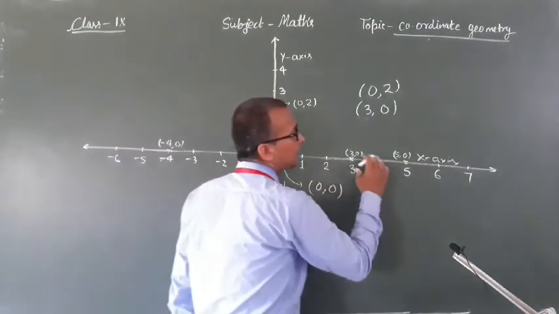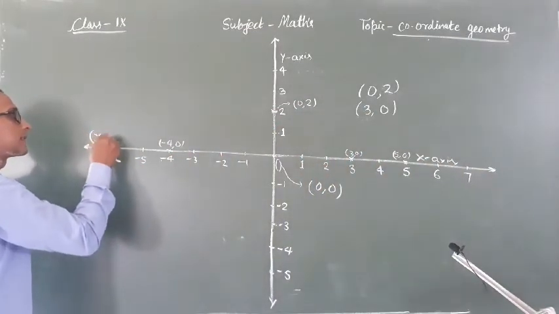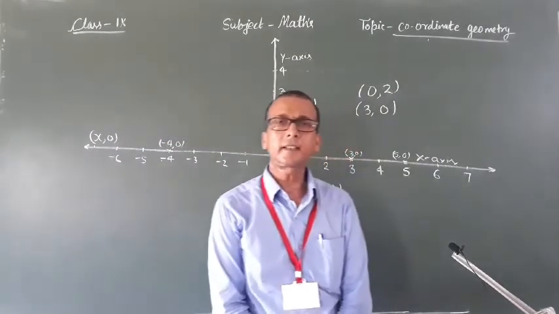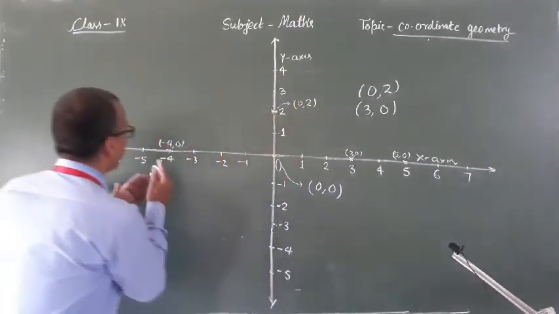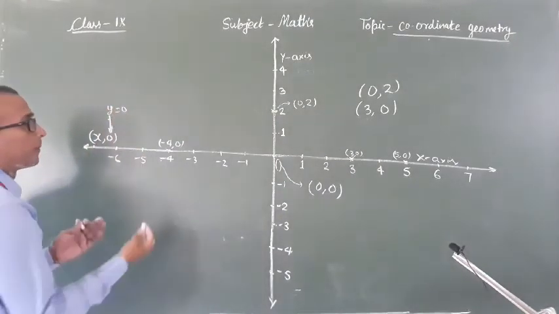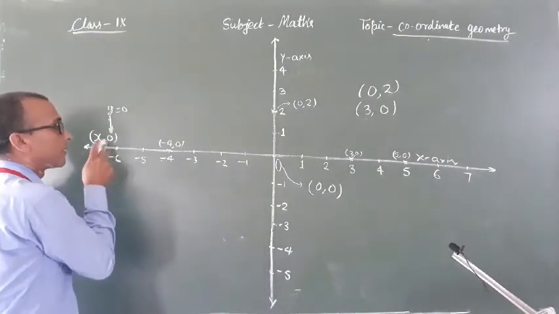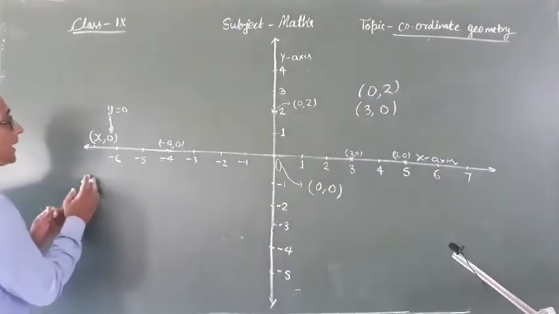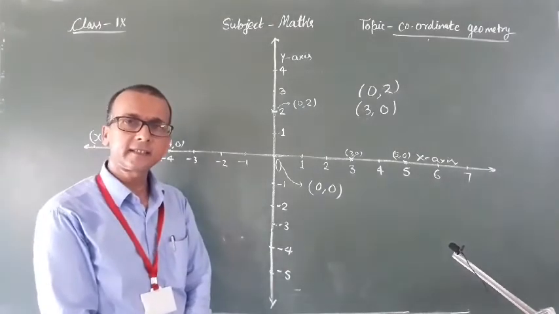On the x-axis, you can take any point as (x, 0). (x, 0) will represent any point on the x-axis because y is 0 here, which means you have not moved upward or downward when the value of y is 0, and x will be any real number, rational or irrational.